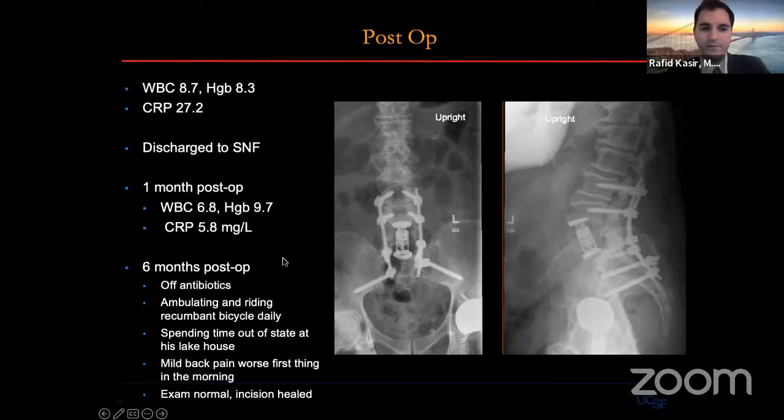At 1 month, inflammatory markers had normalized or almost normalized. And 6 months later, he was off antibiotics. He was actually riding a bicycle daily, and he was out of state, visiting his lake house often. He did complain of mild back pain first thing in the morning, but otherwise he was doing remarkably well.